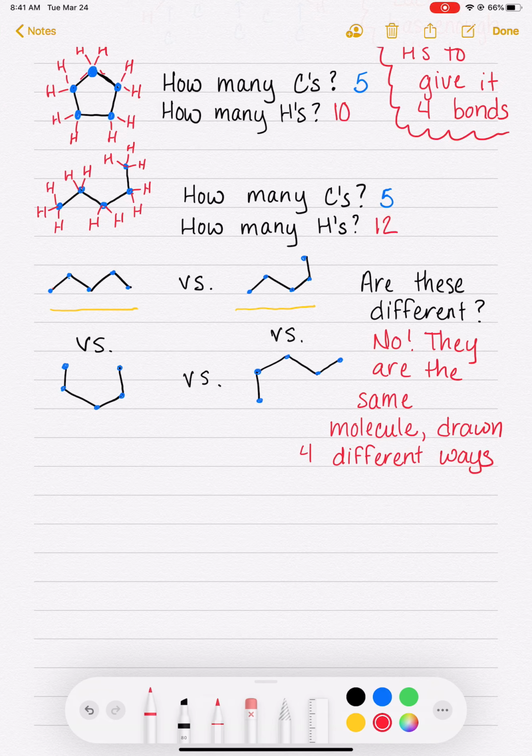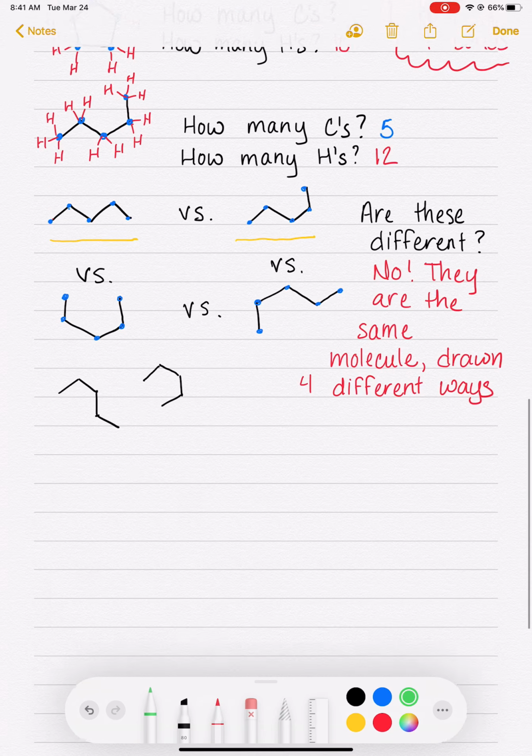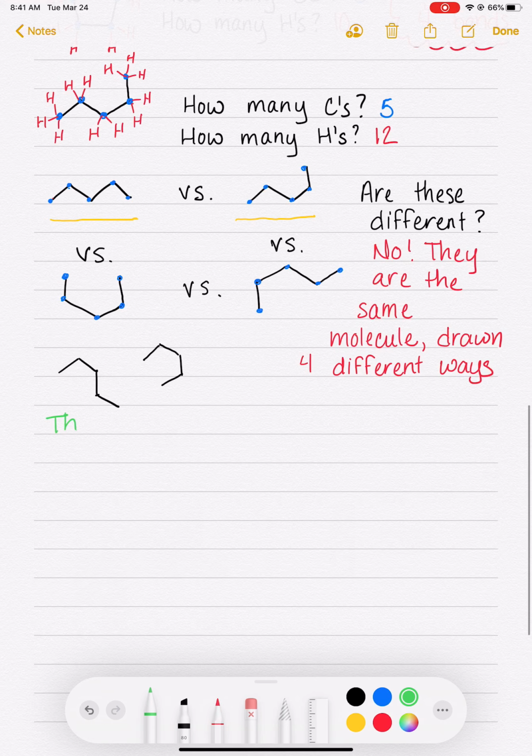The angle that we draw these bonds doesn't make any difference at all when we're drawing a line structure. All that matters is that we have the correct number of line segments. The shape or the angle or even the order doesn't matter.